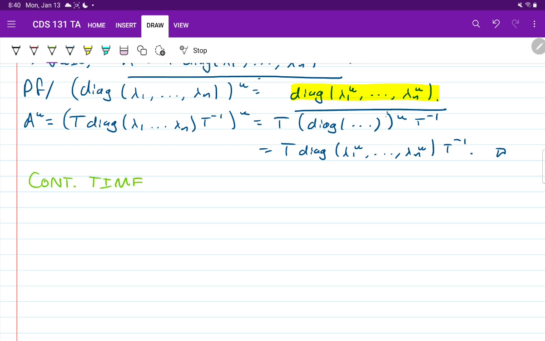Continuous time case. What we want to do now is get started on computing exp of At in closed form. Actually, we'll just stick with exp of A for now. This will cover exp of At as well, since we just multiply A by a t, and then we're pretty much good to go.